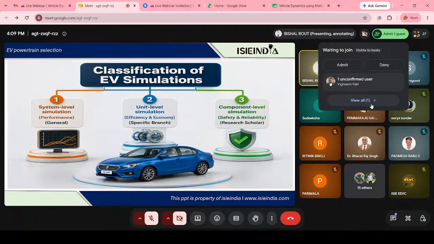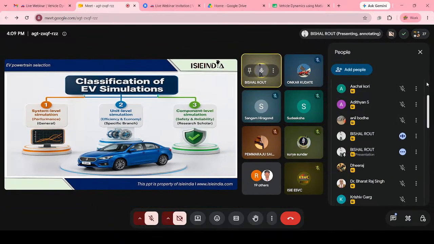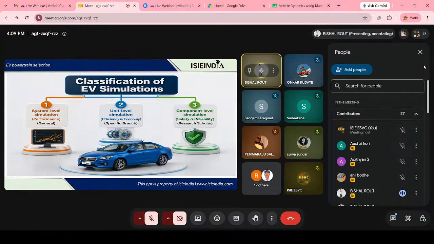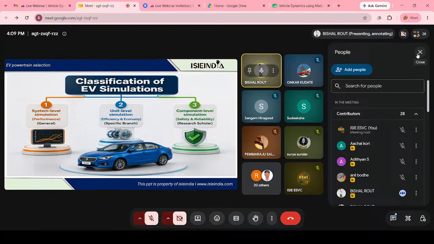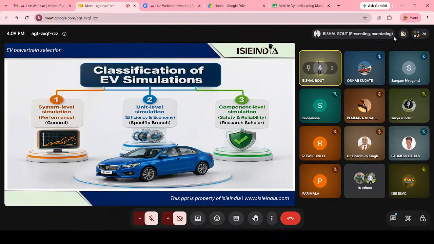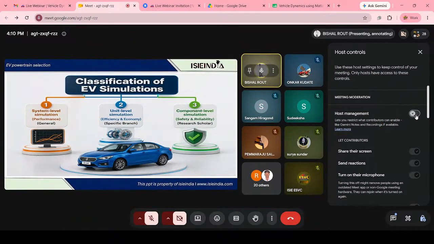System level simulation basically tells us whether the vehicle meets its performance targets or not. Unit or subsystem level simulation will tell us how efficiently each major subsystem works, and component level simulation will tell us whether an individual component can survive, operate safely, and meet the detailed design requirements.